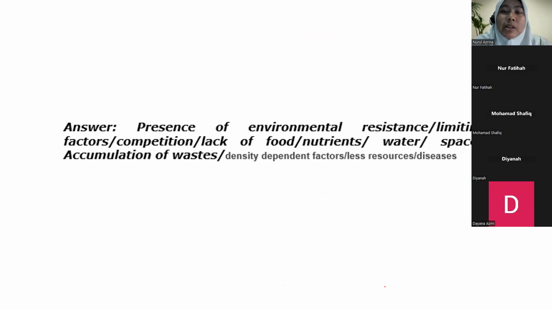Tanya benda yang sama. So this is related to density dependent factors. So kenapa population tu boleh naik and suddenly dia akan level off. Macam tu. Okay? Right. So presence of environmental resistance, limiting factors, competition, lack of food, nutrients, space, water, waste. So apa-apa yang berkaitan dengan density dependent factors.